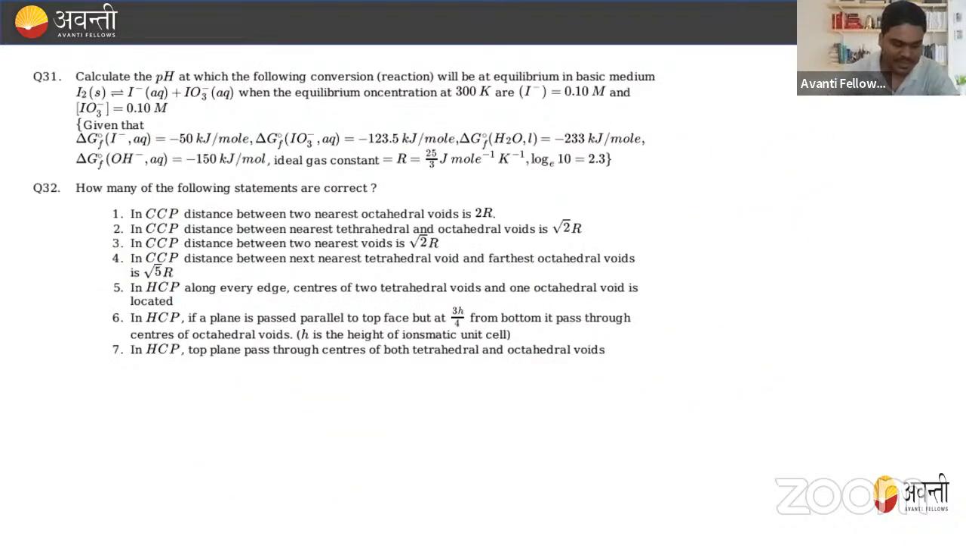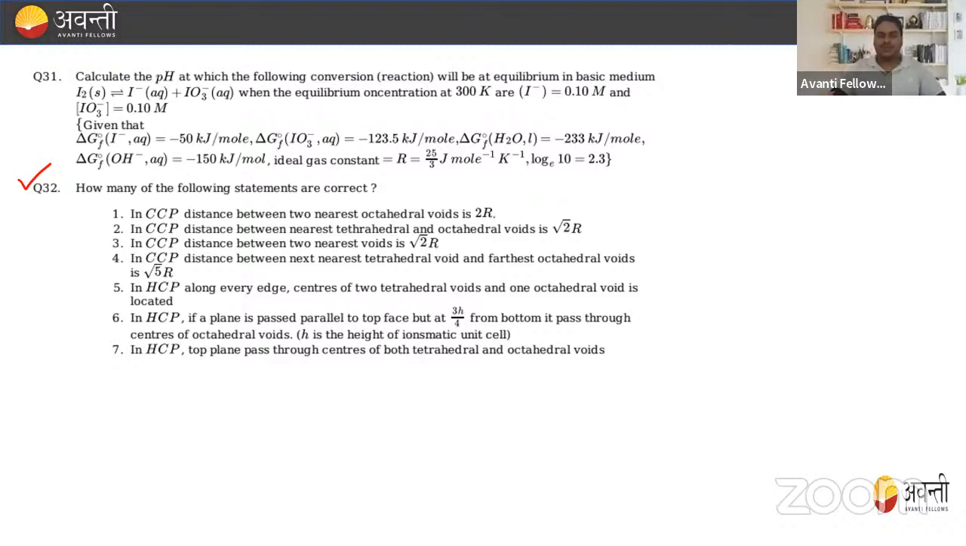Let's see the next question. What was the next question? This one, 32. So in this question they are basically asking how many of the following statements are correct. In CCP, cubic close packing, the distance between the two nearest octahedral voids is 2r. In CCP, the distance between the nearest tetrahedral and octahedral voids is root 2r. In CCP, the distance between the two nearest voids is root 2r. In CCP, the distance between the next nearest tetrahedral voids and the furthest octahedral void is root 5r.